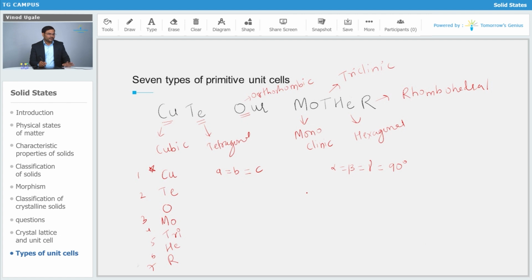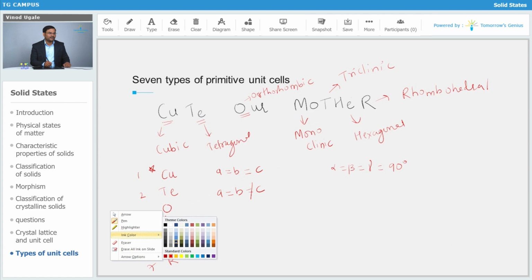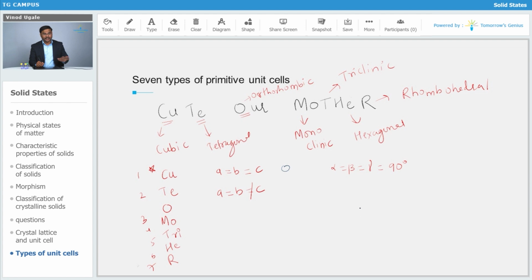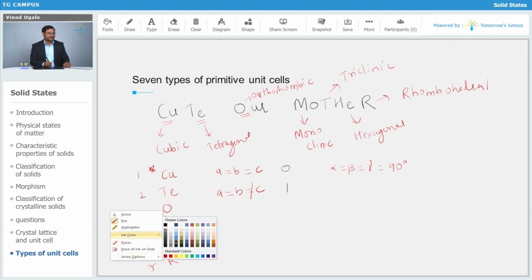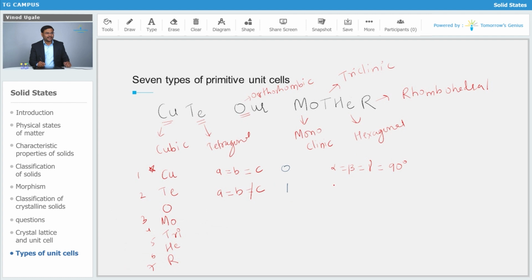Now in case of tetragonal, see what I am doing. A is equal to B is not equal to C, there will be one unequal sign. In the case of cubic, we have seen that there are 0 unequal signs. But here in tetragonal there is only one unequal sign, okay. And obviously the angles are going to be equal.